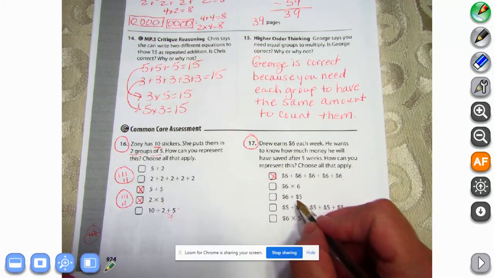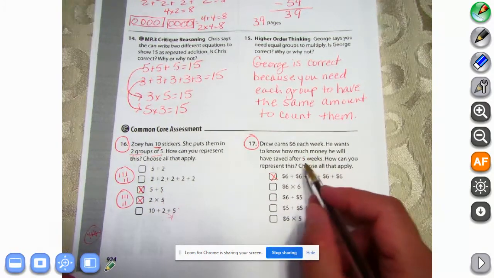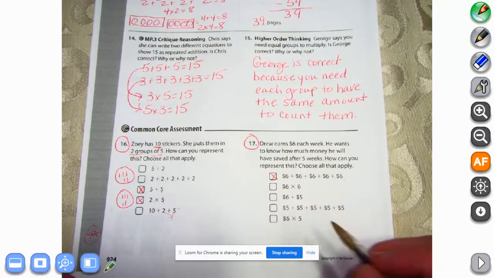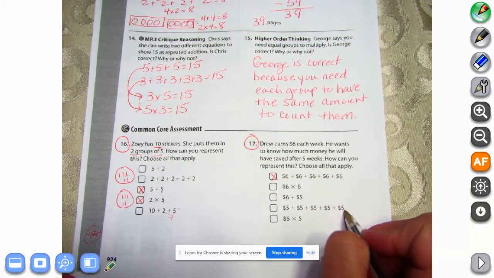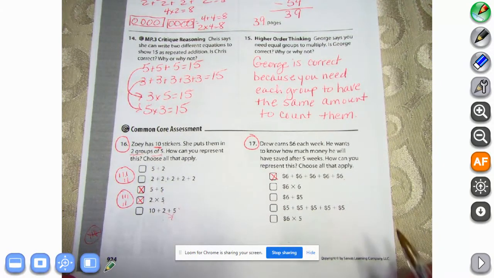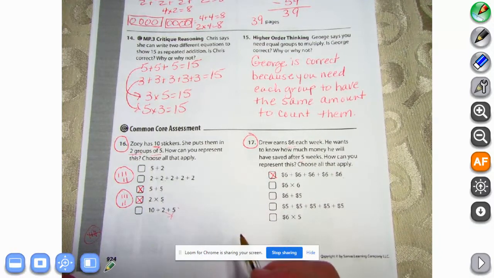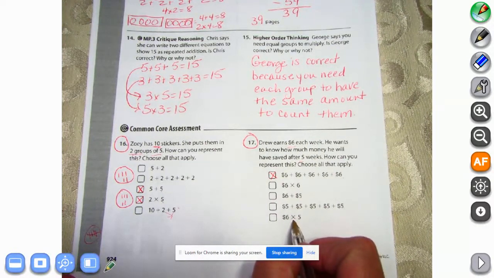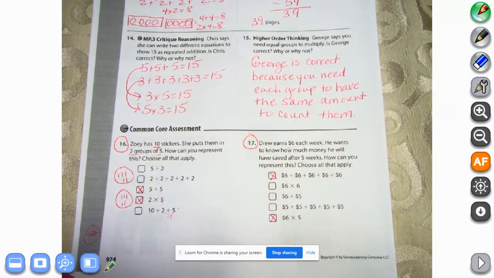$6 plus $5. Well, they're not asking us that there's a different amount of money on a different day, so that one won't work. 5 plus 5 plus 5 plus 5 plus 5. That's 1, 2, 3, 4, 5. 5 groups of 5. Well, that's not going to work because it's 6 groups of 5. $6 times 5. $6, 6 groups of 5. So that one will work.